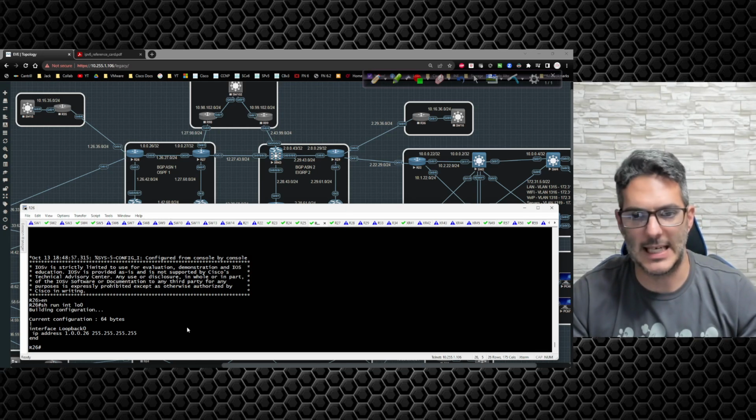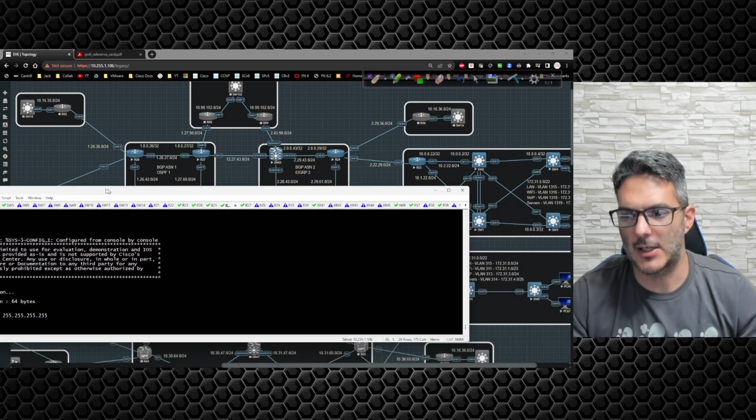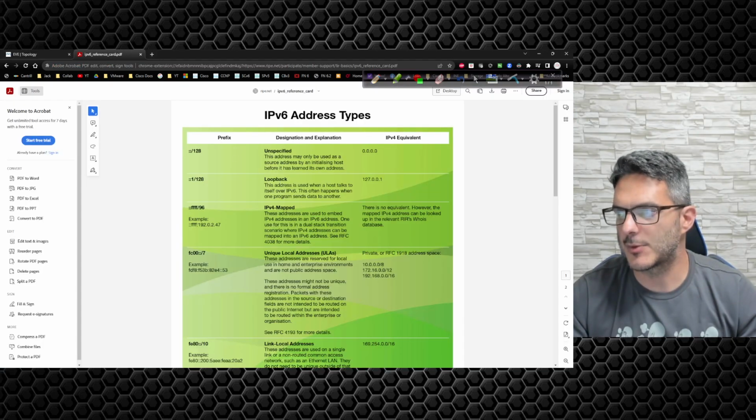IPv6 will be doing the exact same thing. I will come in here and type in ::whatever the device's ID number is, /128 to give it a host IP address. So that'll be essentially what that looks like. So that's the loopback address. This address is used when a host talks to itself over IPv6. This often happens when one program sends data to another.